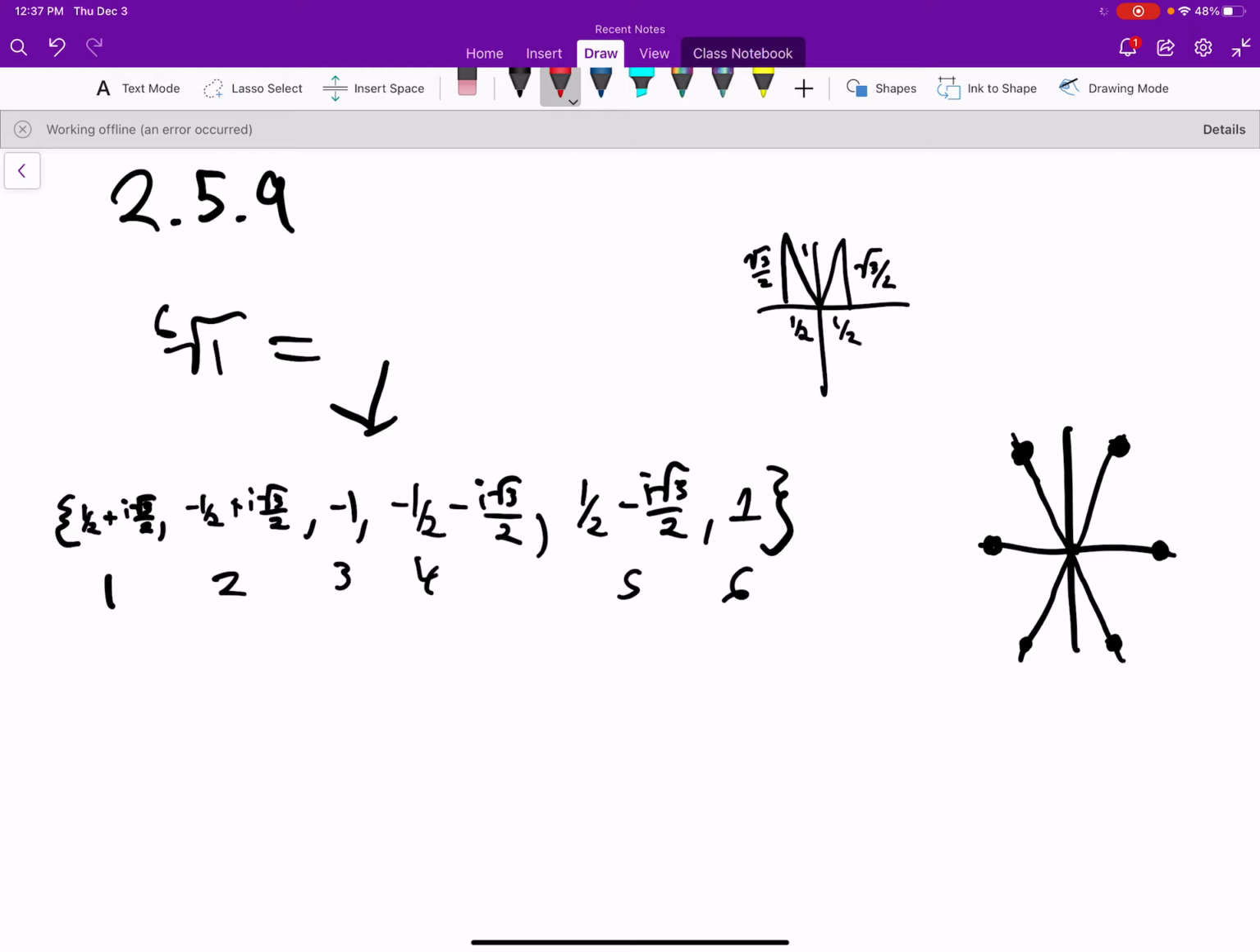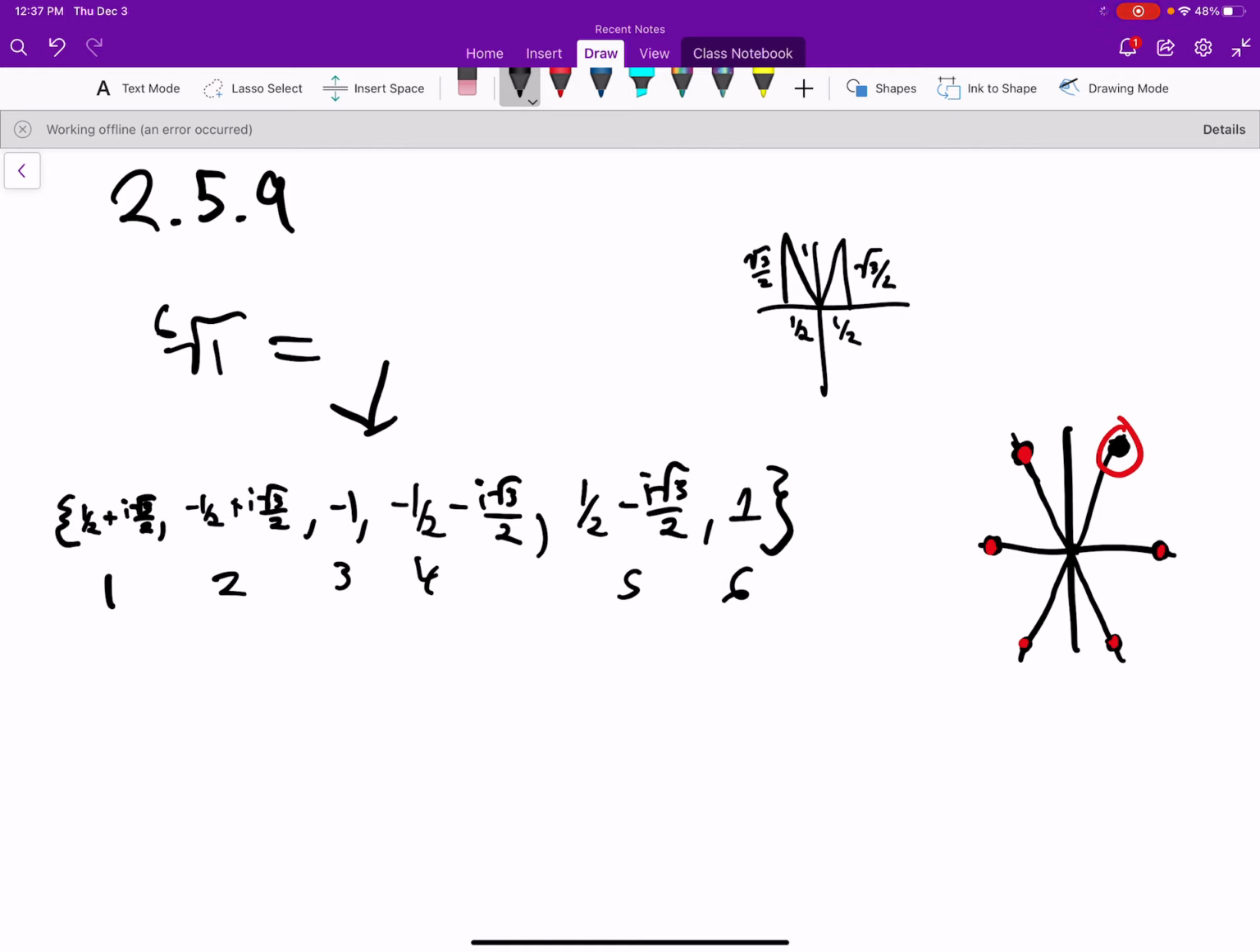So let's look specifically at this one. And so using de Moivre's theorem, when we square it, we're going to get here. So that's squared. And then when we take it to the third power, we get here. Fourth power, we get here. Fifth power here. Sixth power, we get here. And notice we hit all the points.